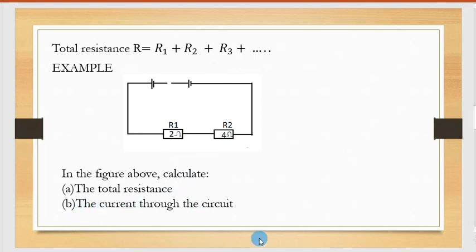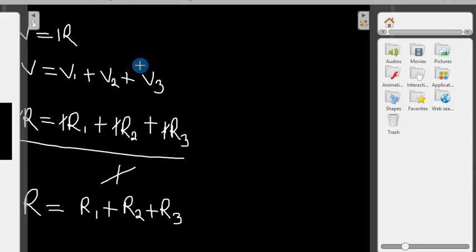Okay, so let's study our circuit. Our circuit has the total voltage of 12 volts, and it has resistor 1 with 2 ohms and resistor 2 with 4 ohms. The two questions are, A, calculate the total resistance, then B, the current through the circuit. So let's see how we can answer this question.